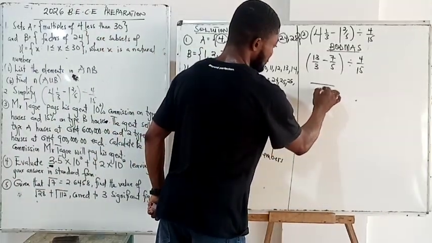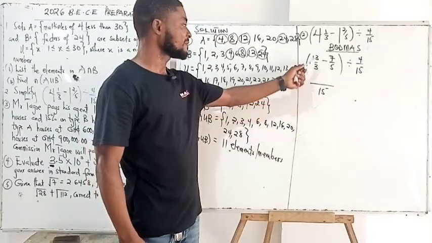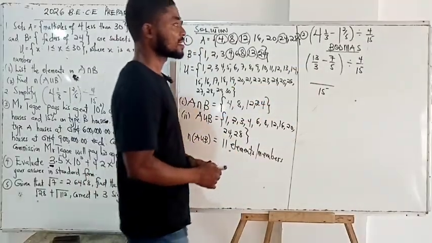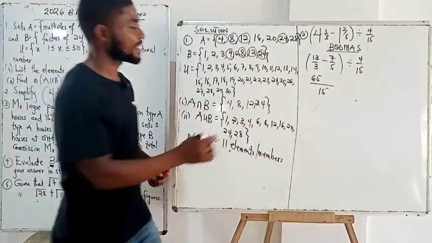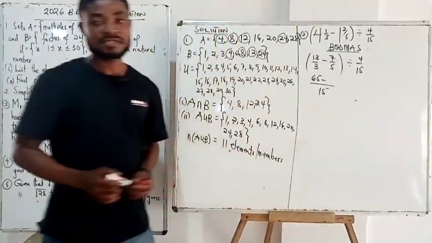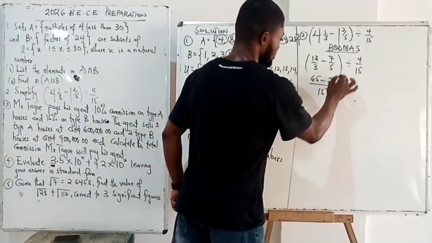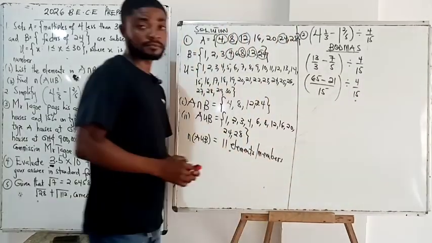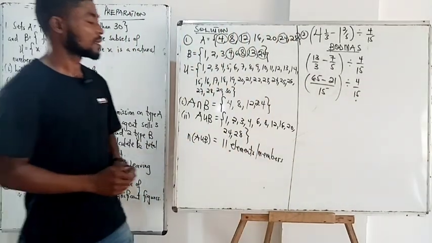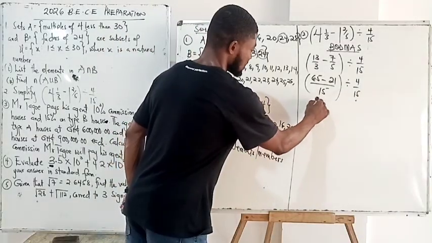LCM here is 15. 3 goes into 15 5 times. 5 times 13, that should be 65. Then also I have minus 5 goes into 15 3 times. 3 7, 21, divided by 4. Okay. 65 minus 21, that is 44, if I'm not mistaken. 44.